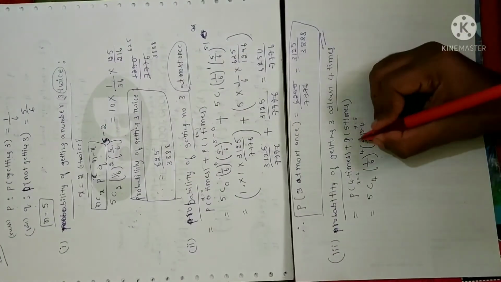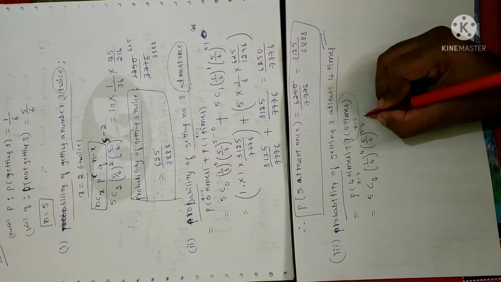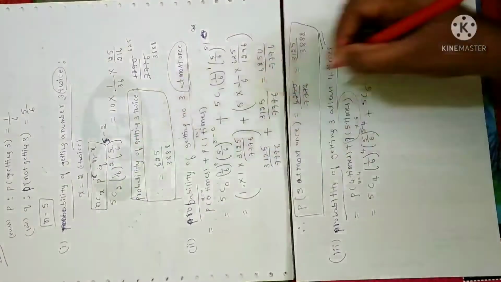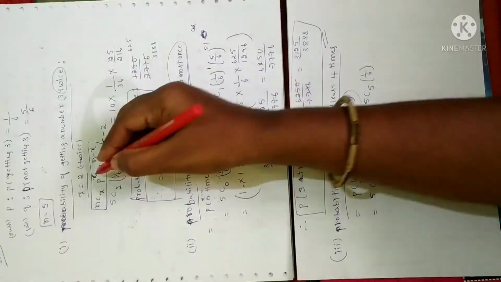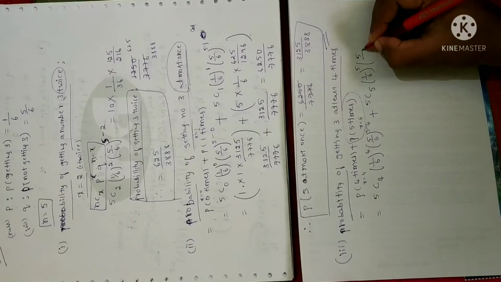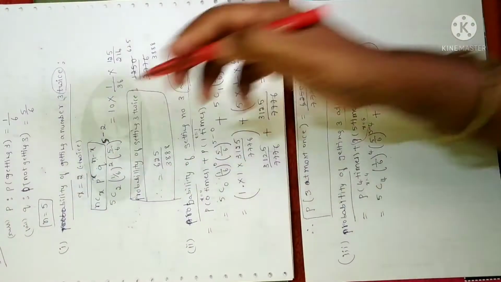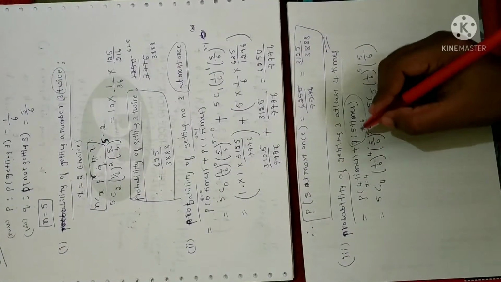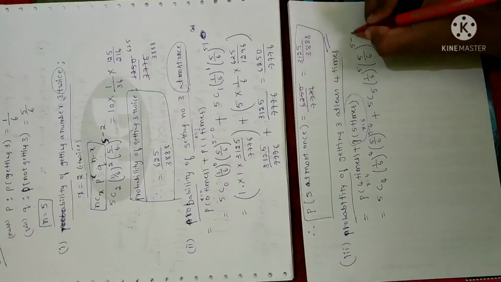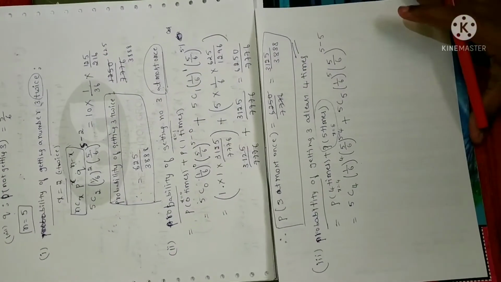Clear? Similarly for this term, n is 5, c x is 5, p is same 1 by 6 whole power of x is 5, into q is 5 by 6. I am just substituting in the formula. Again n value is 5 minus x value is 5. Clear? Now let me simplify.